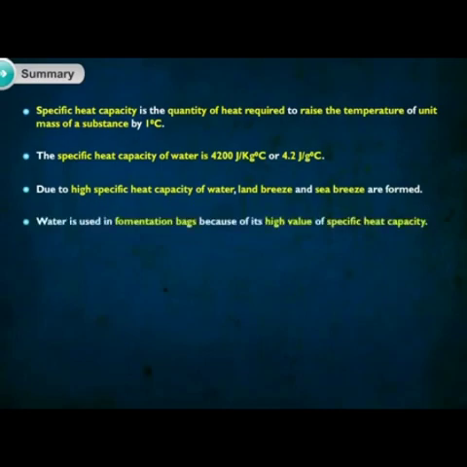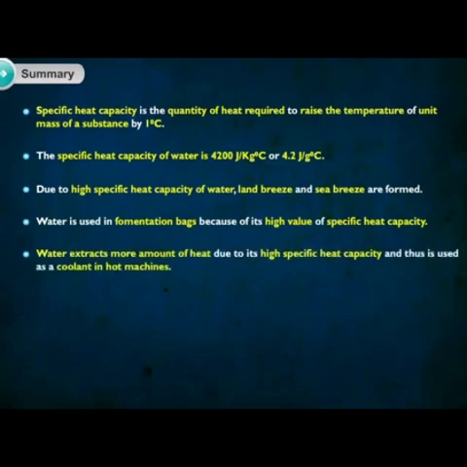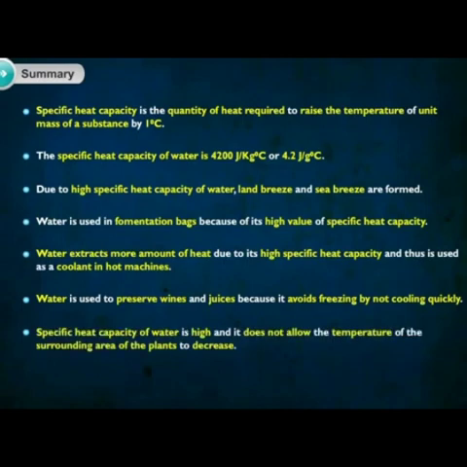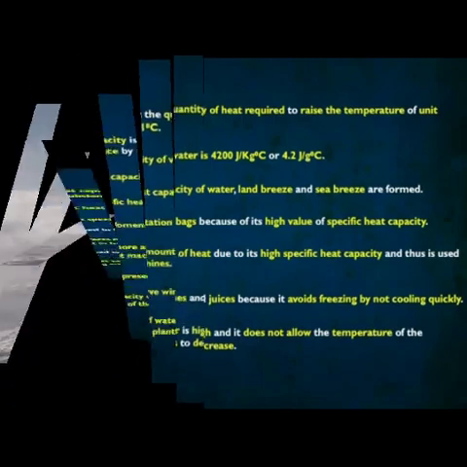Water is used in fermentation bags because of its high value of specific heat capacity. Water extracts more heat due to its high specific heat capacity and thus is used as a coolant in hot machines. Water is used to preserve wines and juices because it avoids freezing by not cooling quickly. Specific heat capacity of water is high and it does not allow the temperature of the surrounding area of the plants to decrease.